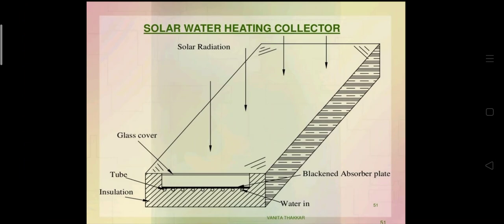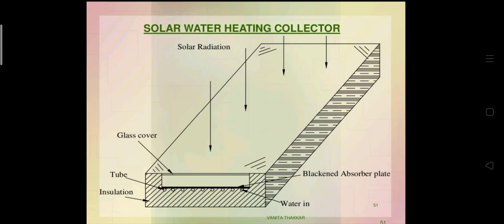And this is a simple diagram of a solar water heating collector. Here a glass cover is there, and here are small tubes, and water is in those tubes. The absorber plate is black, for absorbing so much solar energy, and the bottom surface is insulated, covered by this insulation.